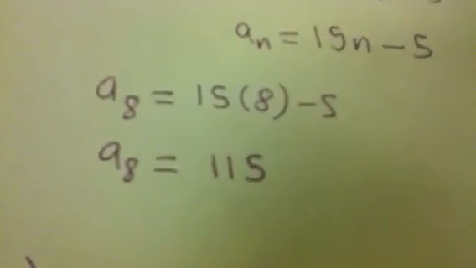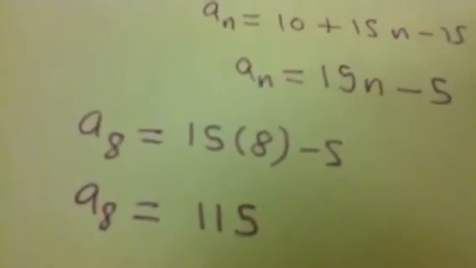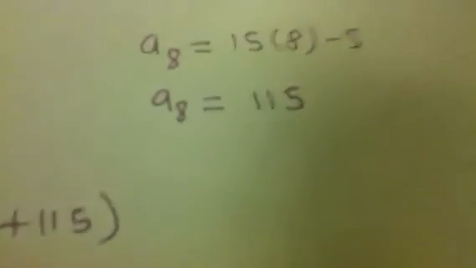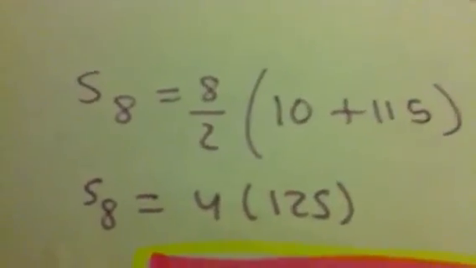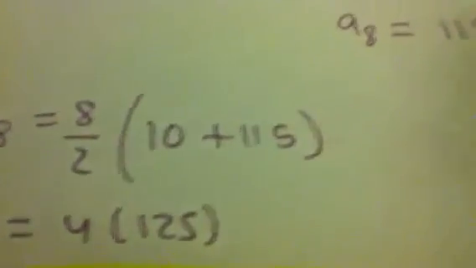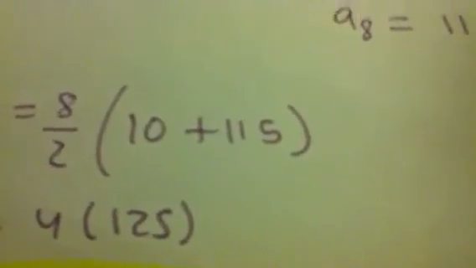But that's not exactly what it's asking. It's asking what is the total distance the object will fall in 8 seconds. So we actually have to use a different formula, which is very simple. It's S sub n equals n over 2 times the quantity of the first term plus the last term. When we plug in what we have, S sub 8 equals 8 over 2 times the quantity of 10 plus 115.